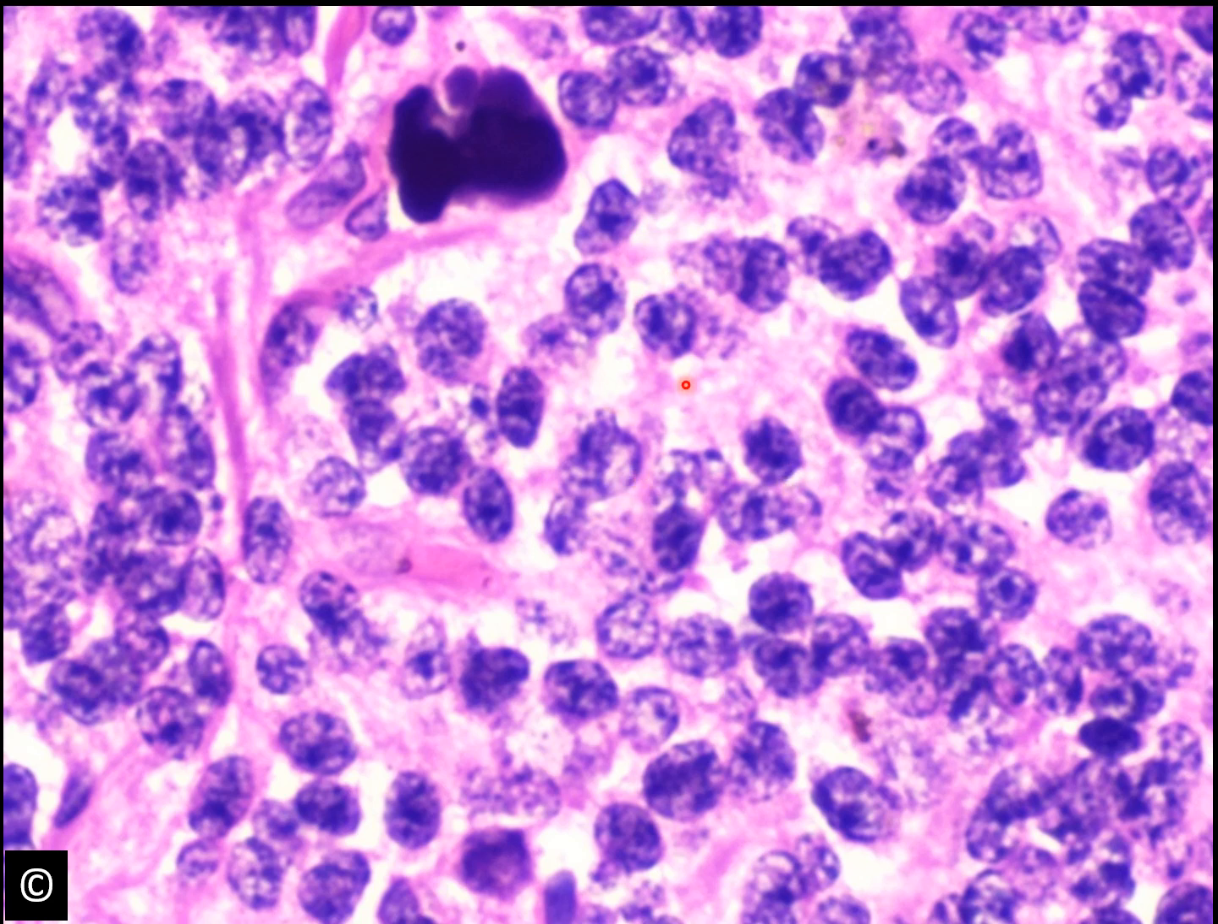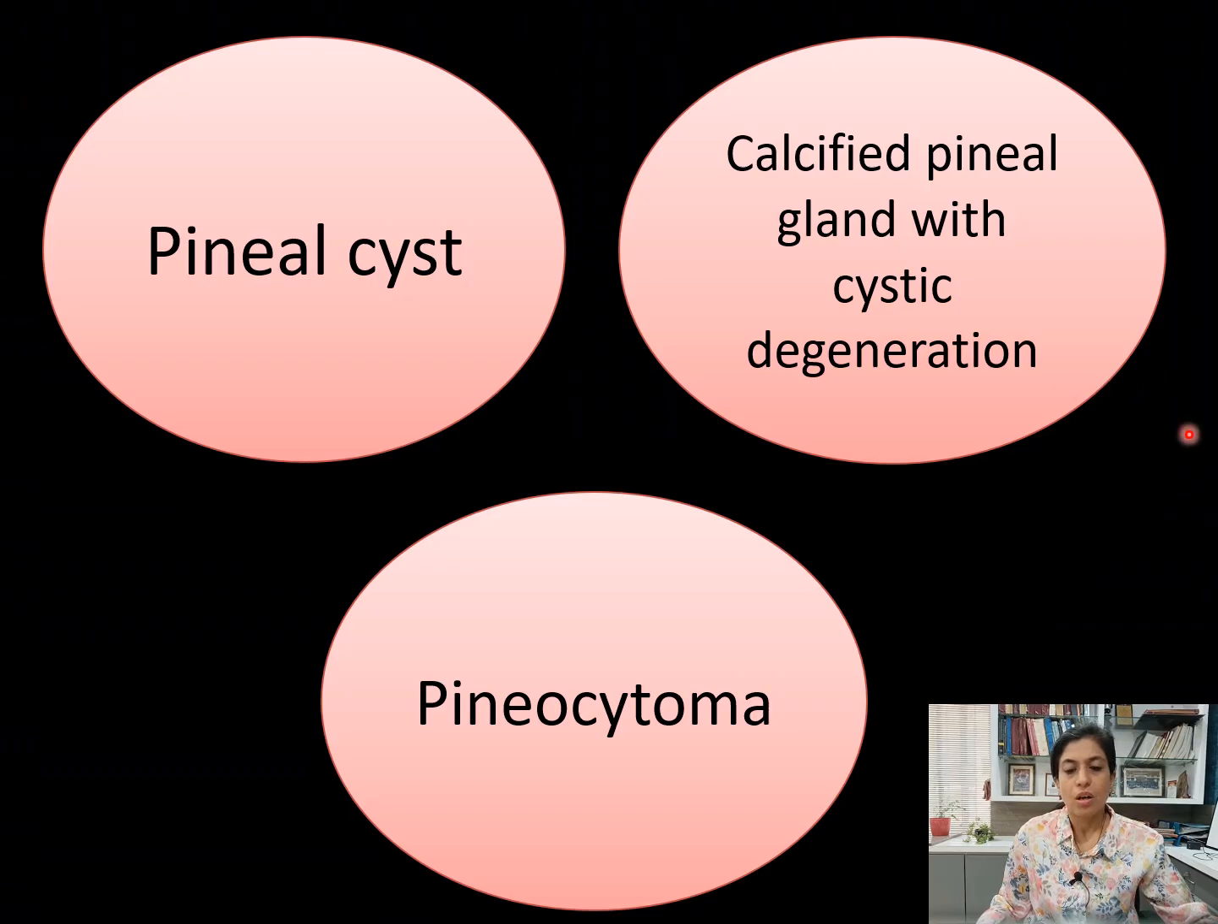Now, this is a high power view. You can see how uniform the nuclei are, and there's no mitotic activity or nuclear pleomorphism. The chromatin is finely dispersed. One should differentiate a pineal cyst from a calcified pineal gland with cystic degeneration.